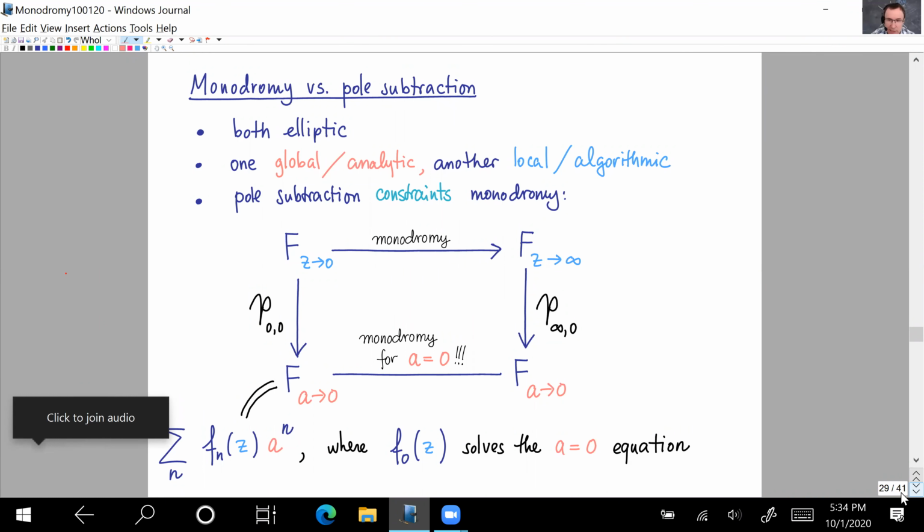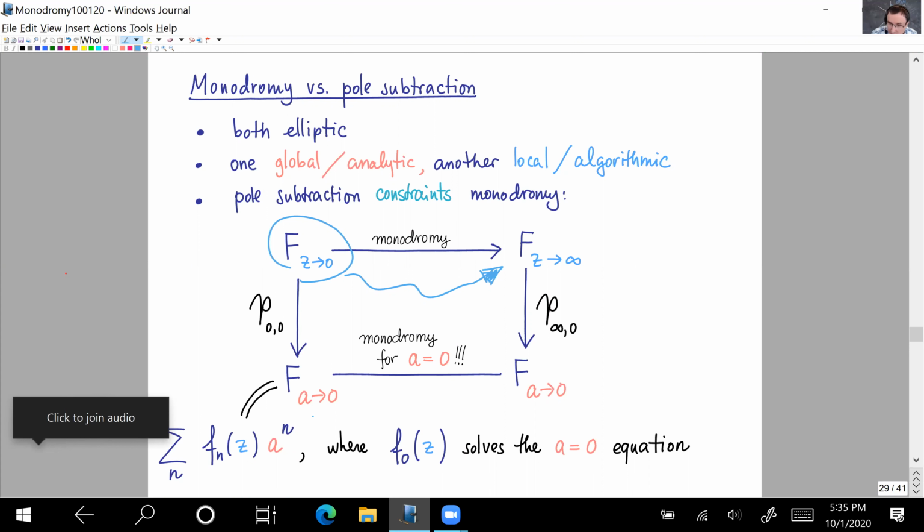And the third point is that this pole subtraction matrix constrains the monodromy via the following commutative diagram. If I'm interested in the monodromy, I can compute it if I know the pole subtraction matrices. Instead, I can compute the monodromy for when A equals 0, because I can trade the series in the neighborhood of z equals 0 for an expansion as A goes to 0.